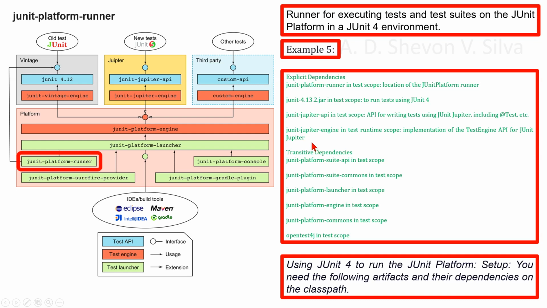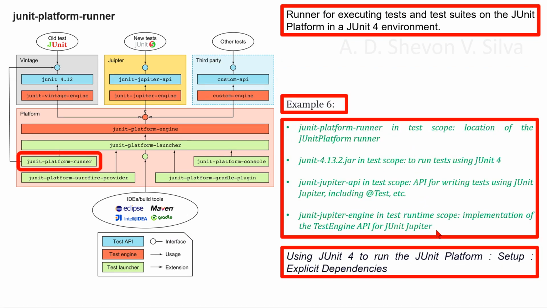JUnit Jupiter engine in test runtime scope, the implementation of the test engine API for JUnit Jupiter. Transitive dependencies: JUnit platform suite API in test scope, JUnit platform suite commons in test scope, JUnit platform launcher in test scope, JUnit platform engine in test scope, JUnit platform commons in test scope, opentest4j in test scope.